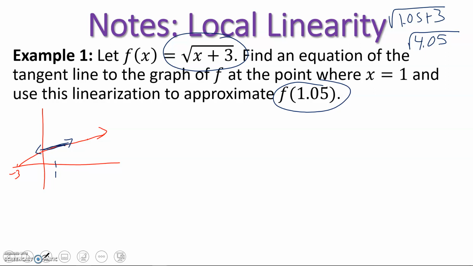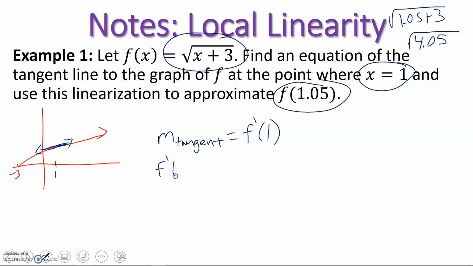So here's what we're going to do. We're going to start by finding the slope of the tangent line at 1. That is our tangent slope. And we know how to do this because we've done this many times before. We are going to find the derivative, specifically the derivative at the point where they ask. So if we find the derivative at 1, this is going to allow us to approximate this other value, this 1.05. So let's start by taking the derivative.